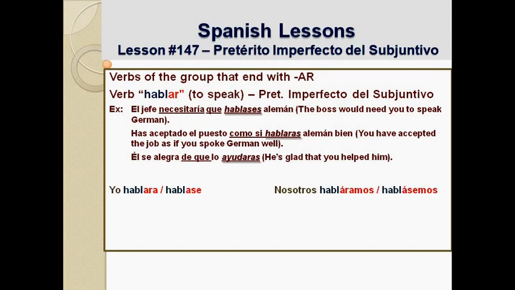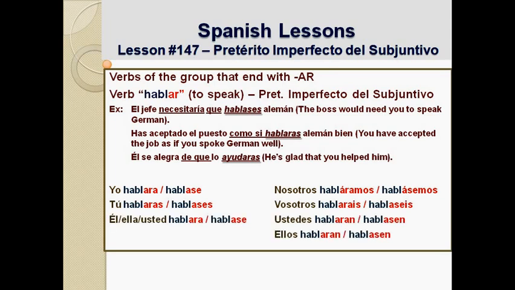Let's see how it conjugates for the different subject pronouns. Yo hablara or yo hablase. Tú hablaras or tú hablases. Él, ella, usted hablara. Or él, ella, usted hablase.